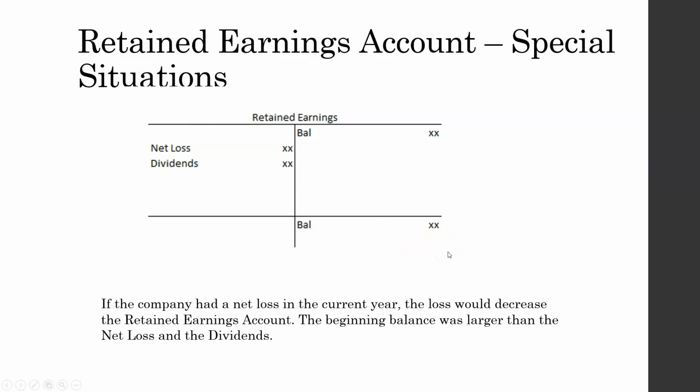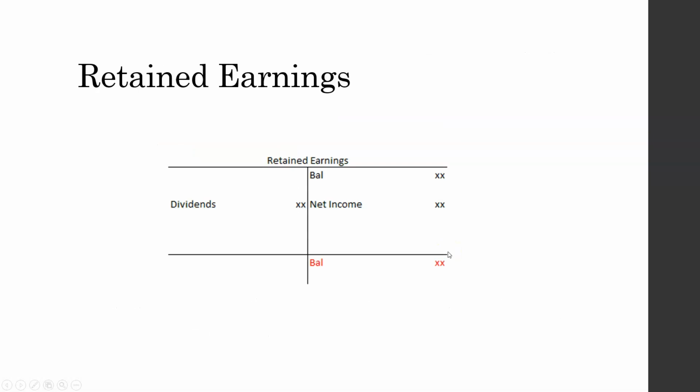As a recap, for the retained earnings account, the normal balances are credit balances. However, there are situations where you could end up with debit balances for the beginning or the ending balance. If there was a net loss during the year, that net loss would be shown on the debit side and it would decrease retained earnings.